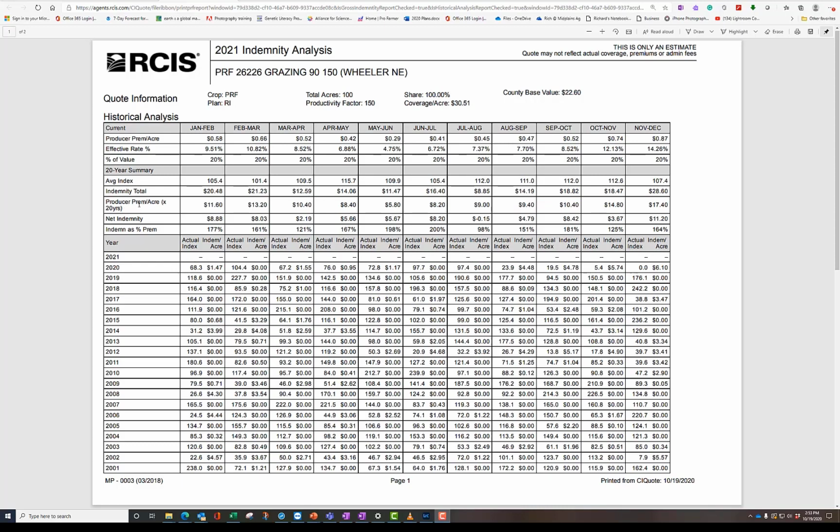The total premium you would have paid over that 20-year period would be $11.60 for January, February, which is less than the $20.48 you would have collected. In this case, you would have netted $8.88, or 177% of what you paid in premium. And that's true for almost every period of the year. May, June, you would have collected 198% of your premium. June, July, you'd have collected 200%. July, August is an exception. You'd only have collected 98%. You can use these values to help you determine which periods you want to insure.